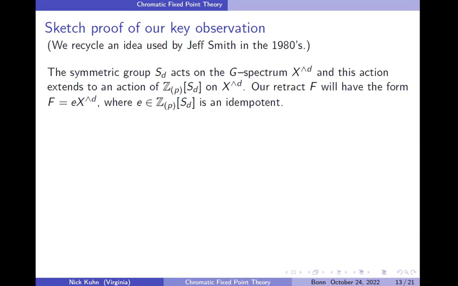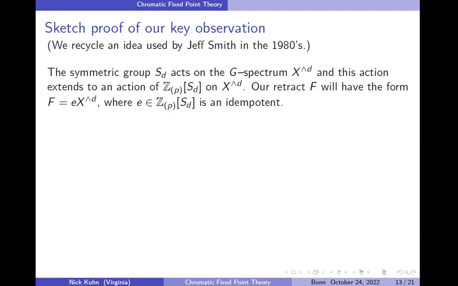Okay, so the symmetric group on d letters acts on anything that you tensor with itself a bunch of times in a symmetric monoidal category. Here we have it acting on the G spectrum, and one of the reasons I'm working in the stable world is that it's an additive category, so it extends to an action of the group ring. So the group ring acts up to homotopy on X smashed with itself d times, in the category of G spectra.